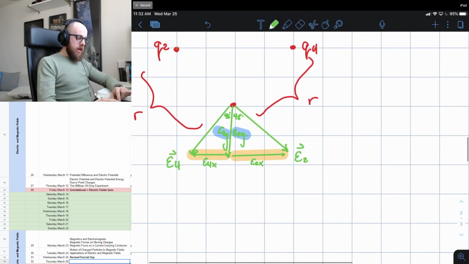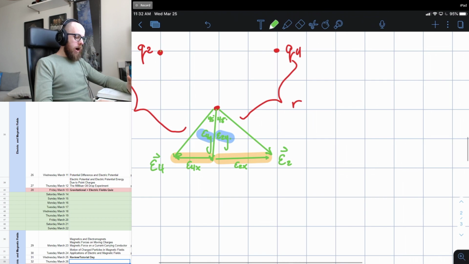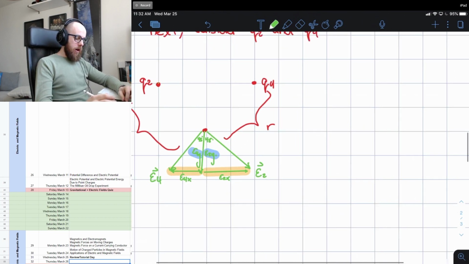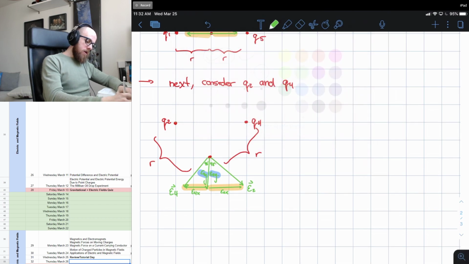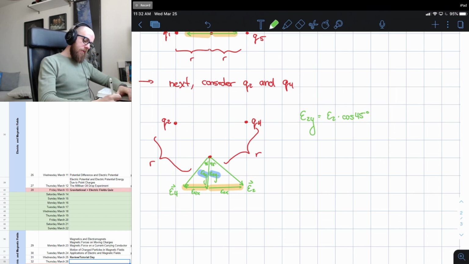Now let's write down some expressions for E2y and E4y. First, E2y is going to be equal to E2 times cosine of 45, and E4y is going to be equal to E4 also times cosine of 45. I can plug in my formula for E2 and E4. So E2 is K Q2 over r squared times cos 45.